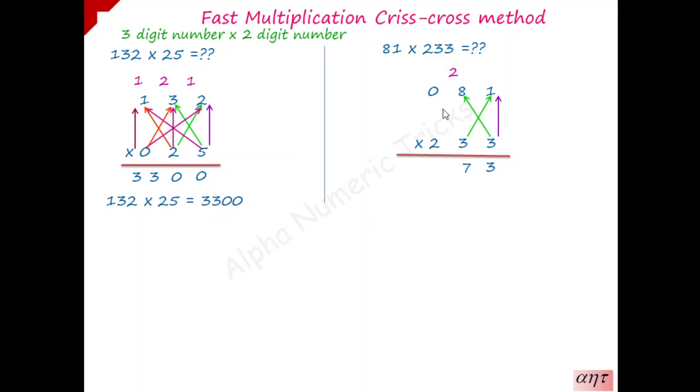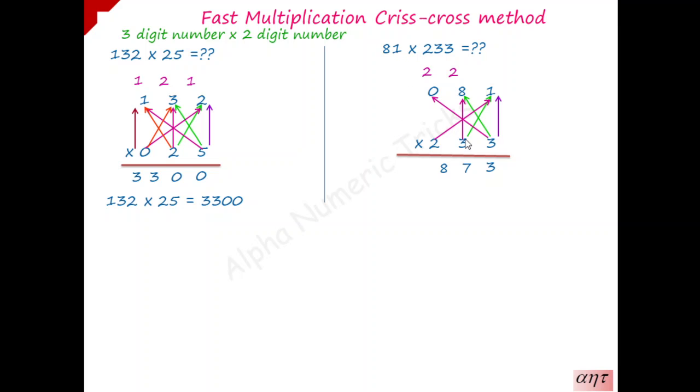After that, you have to consider all the 3 numbers or 3 digits. 2 into 1 is 2, plus 0 into 3 is 0, 2 plus 0 is 2, plus 8 into 3 is 24, 24 plus 2 is 26, 26 plus 2 is 28. 8 is written here and 2 is carry forward.